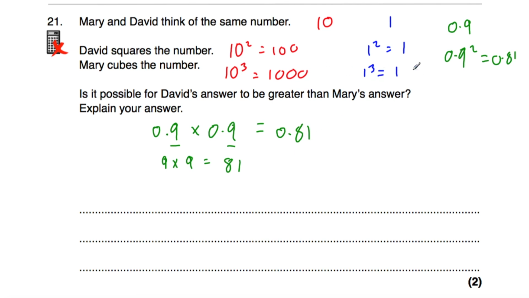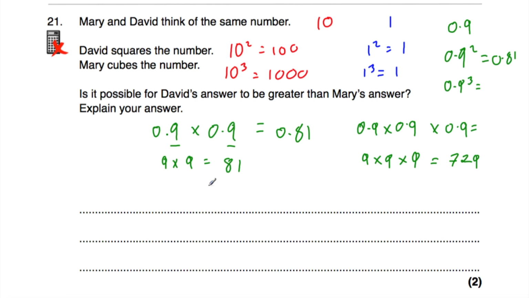Okay, now Mary cubes her number, so let's try 0.9 cubed and see what we get. And hopefully, fingers crossed, it's going to be smaller than David's answer. So let's do 0.9 times 0.9 times 0.9. So 9 times 9 times 9. Well, 9 times 9 is 81, and multiplied by 9 again is 729. And I know that because we've worked that out previously in the booklet.